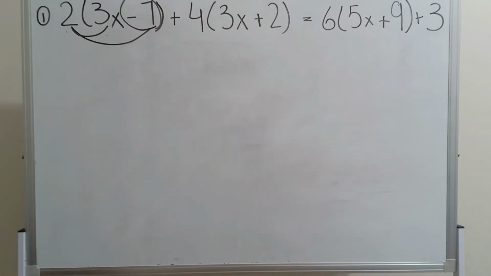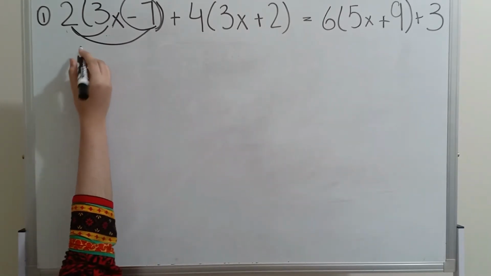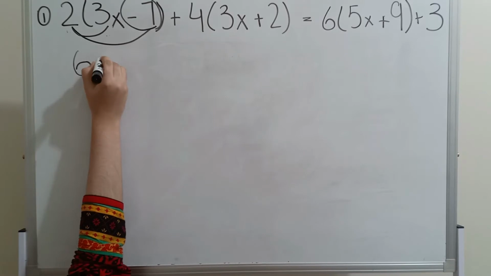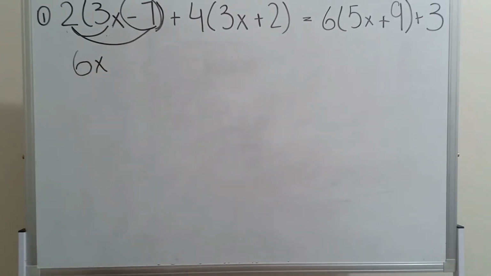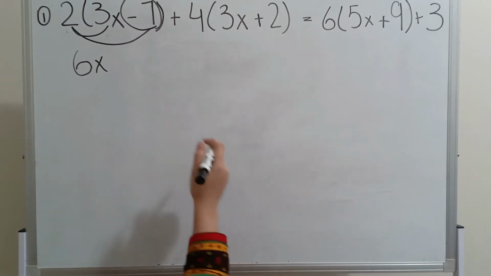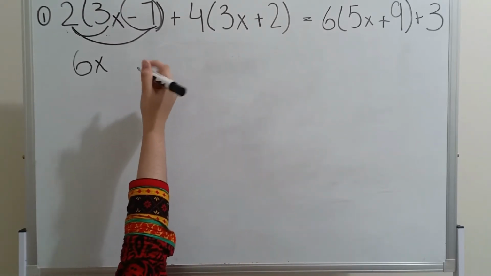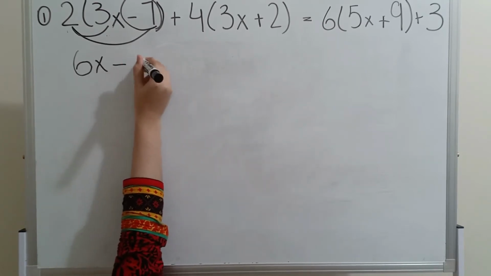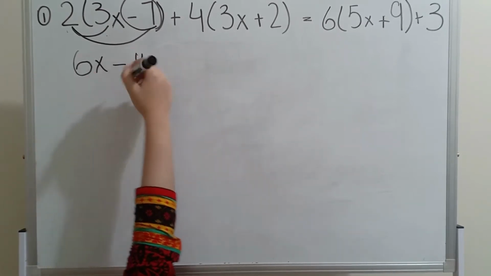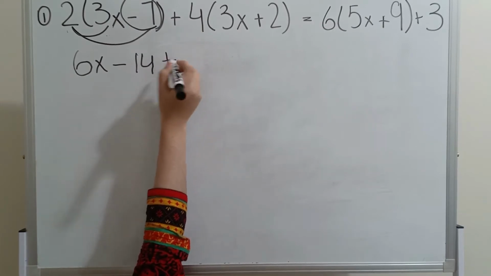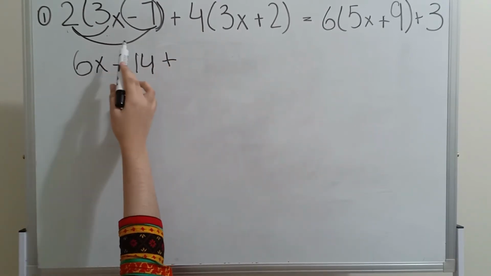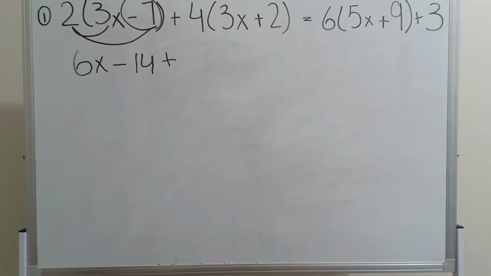So the first is 2 times 3x. Now don't forget the variable. If you forget the variable, the whole equation will be messed up. So 3 times 2 is 6x, because you're multiplying 2 by 3x. Now we have 2 times negative 7. It is going to be negative 14. And the negative sign will be the sign in this one, because negative times positive is negative.